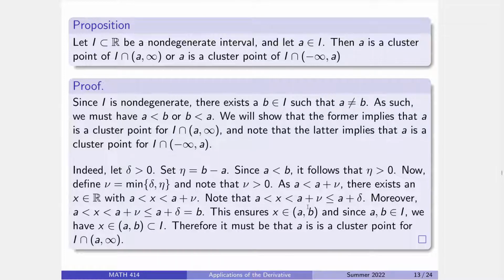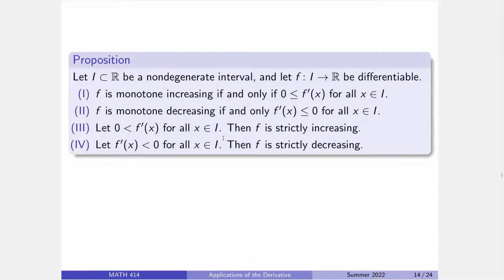So A has got to be a cluster point on the right, because we are to the right of A, we're within delta of A, and we live in our interval. There we go. Beautiful. Okay, so equipped with this, we are now finally in place to prove how derivatives and increasing work.